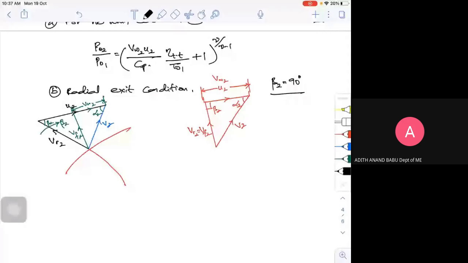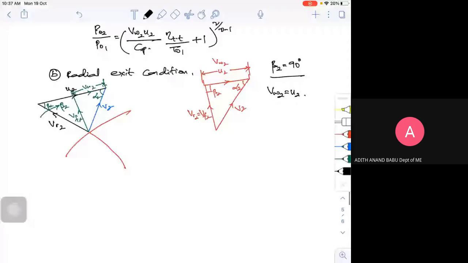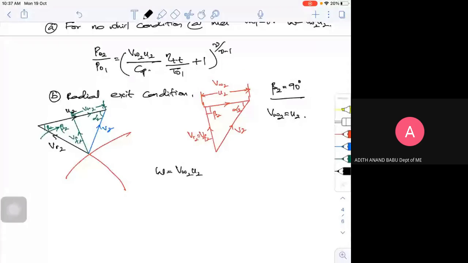So the condition is my VW2 is equal to U2. Then what will happen to your W? We have this W equation from the Euler equation, that is VW2 into U2. So when VW2 is equal to U2, I can write this as either VW2 square or U2 square. Either of them I can use. But preferably, we write it in terms of U2 because it's easy to calculate U2 based on 2 pi N by 60 or pi D N by 60, depending upon the diameter. So preferably we write in terms of U2.